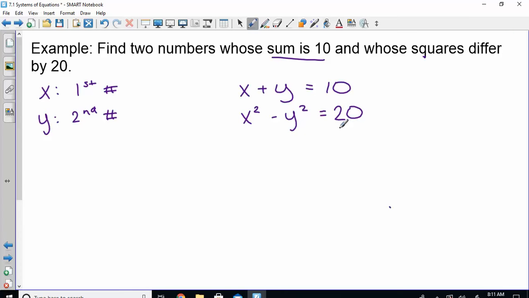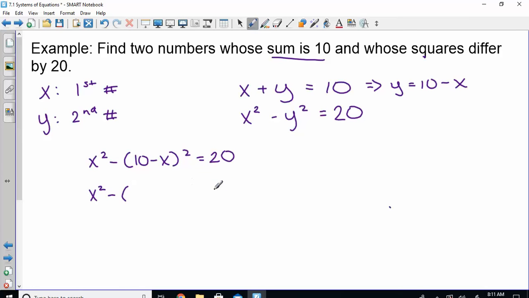Right, now these are problems like yesterday. Can I do elimination on this? Not on this one because there are no squared, so we have to do substitution. So let's solve. If I solve for my y, that would be 10 minus x. So then we substitute that into the second one. So we have x squared minus the (10 minus x) squared equals 20.